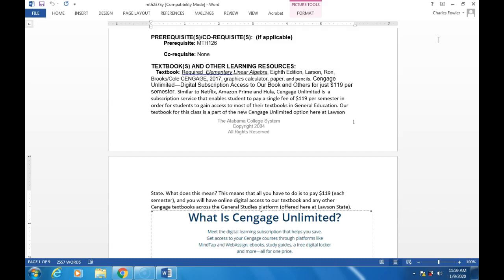Okay. Y'all know about Cengage Unlimited? Okay. This is one of those books, and you can do it. All your books. I'm sure this book, if you bought it off the shelf, is going to be more than $119. Cengage Unlimited, you get all your books for $119, all the Cengage books. So I won't go into this if y'all are comfortable with it, right?